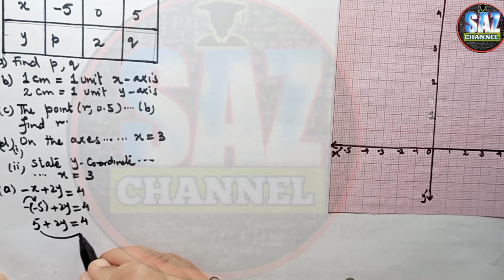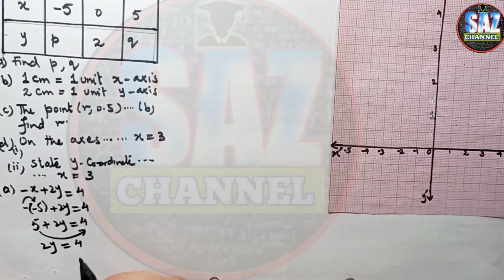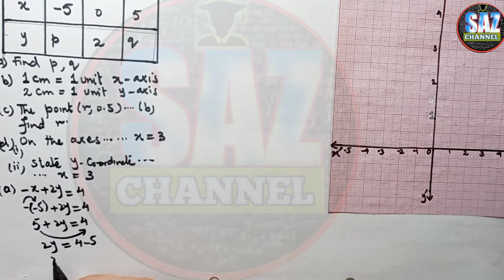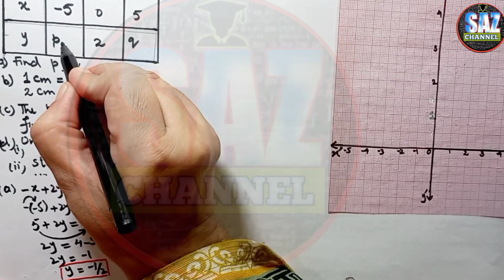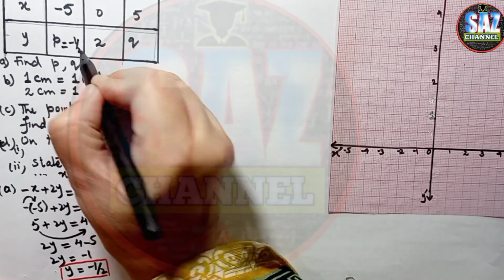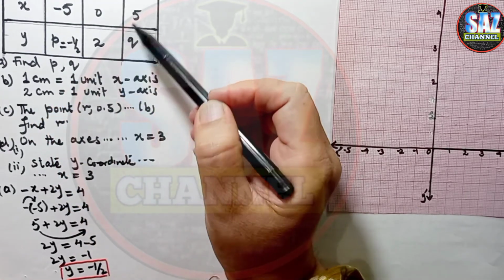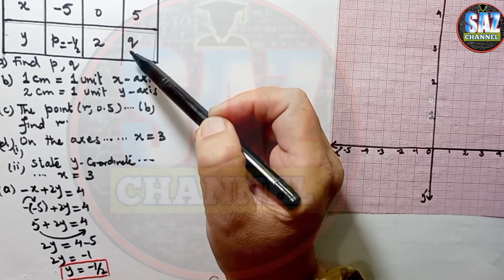Shift 5 to the other side and change the sign. This will become 2y equals 4 minus 5, so 2y equals minus 1, or y equals minus 1 by 2, and replace this value of p in the table. That is, the value of p is minus 1 by 2. For 0 it is 2, and again when x is 5, y is q.